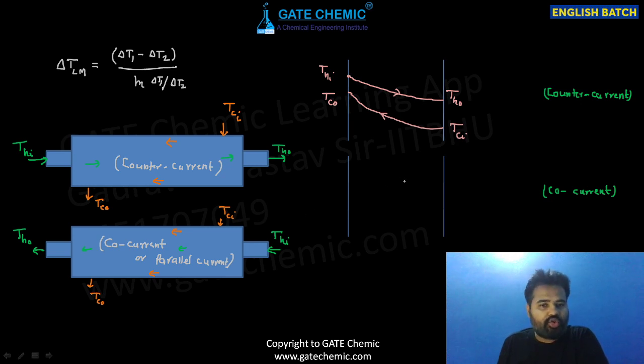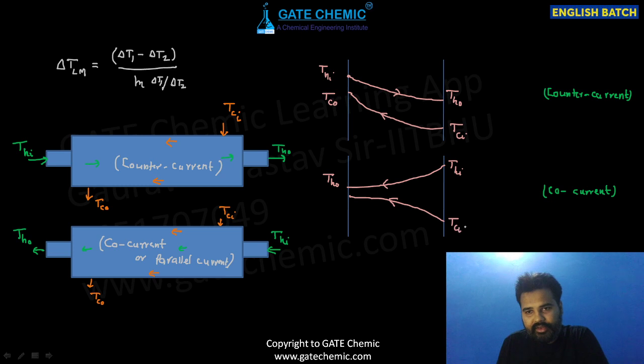Co-current means the hot fluid is entering from this side like this, and the cold fluid is entering from this side like this. This is at THI, this is at TH naught, this is at TCI, this is at TC naught. One more thing beta, you can see with the help of these flow patterns that the delta T will be more uniform in counter current in comparison to co-current.